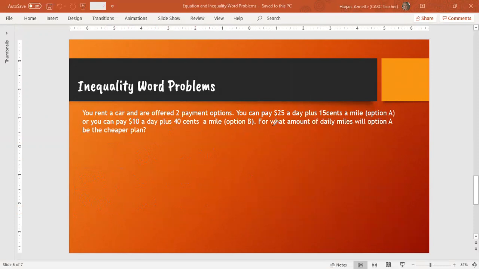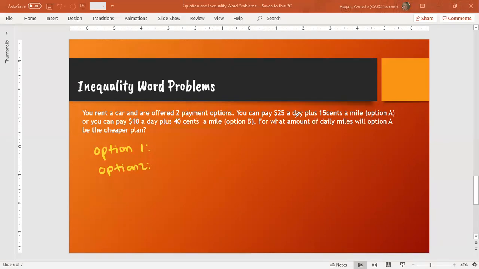I have actually had a situation just like this when I went to Alaska and I rented a car. I could rent from one company that was cheaper, but after a certain amount of miles, I had to pay like $1 a mile, which was crazy. Or I could rent from another company. It was more expensive, but I had unlimited miles. Okay, so this kind of compares those two things. All right, so you rent a car for 2 different payment options. So right there, I know I'm gonna have option 1 and option 2.